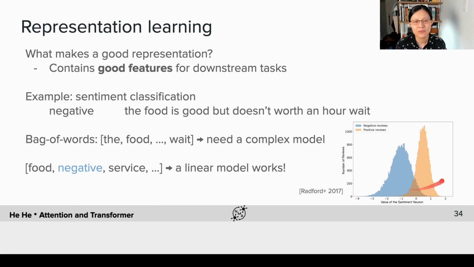And here are some interesting results from a paper that shows that through unsupervised learning, there's actually some sentiment neuron or sentiment feature that emerged in the model parameters. So here we can see that the positive reviews and the negative reviews can be separated by the output of a certain neuron. So this shows that having good representation is really effective for downstream tasks.